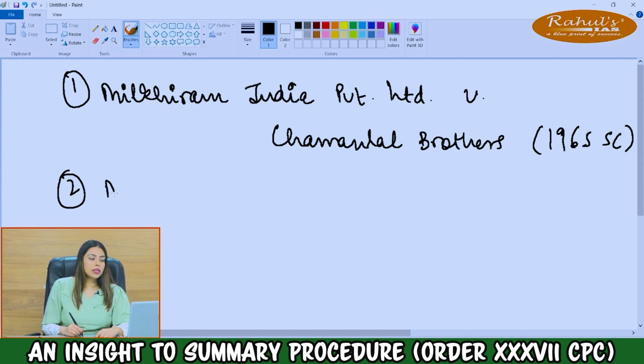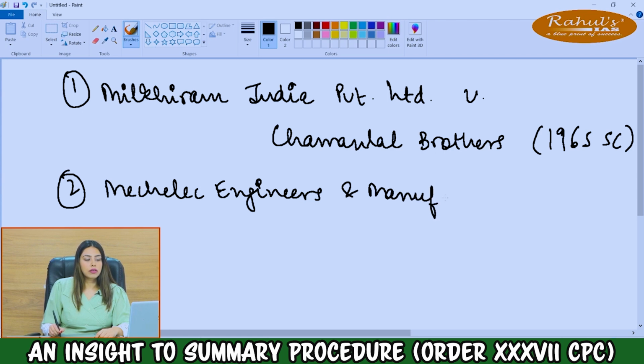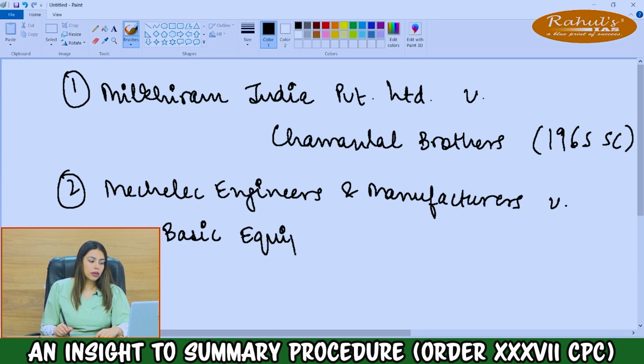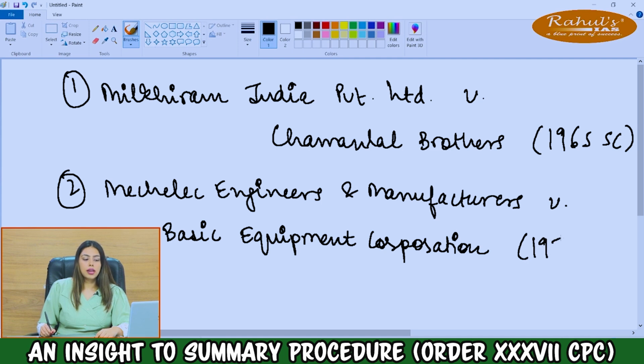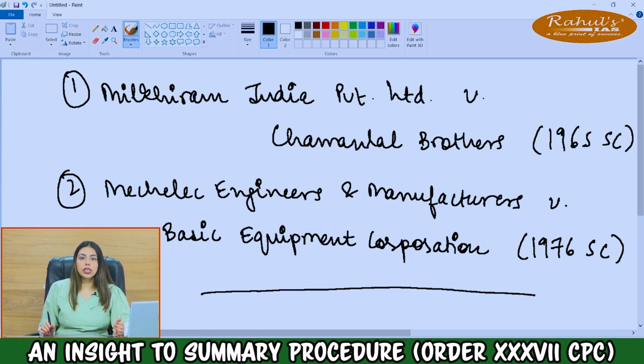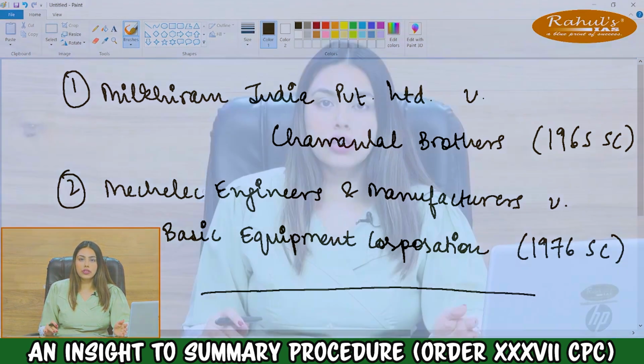The second one is Mechalik Engineers and Manufacturers versus Basic Equipment Corporation. Now this is a 1976 Supreme Court judgment. I hope you have written it down. So these 2 judgments can be mentioned in any question which is related to summary procedure.